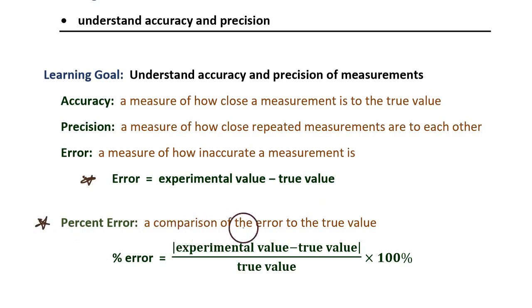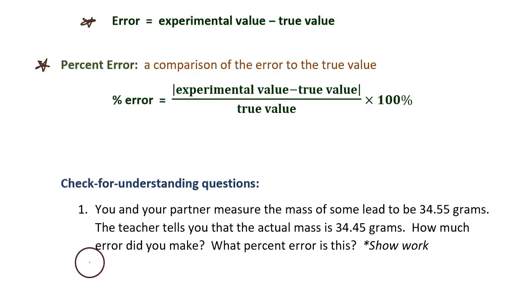This is a comparison of the amount of error to the true value. And here's the mathematical formula. Take the absolute value of the amount of the error, divide by the true value, and then multiply by 100 to change to a percent.